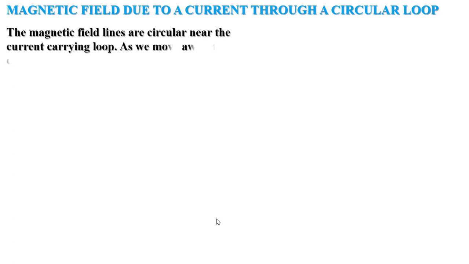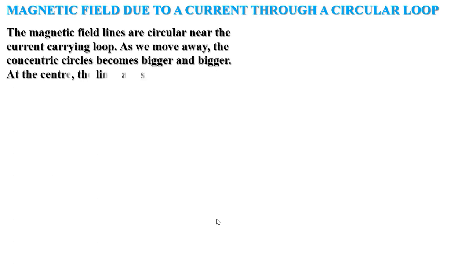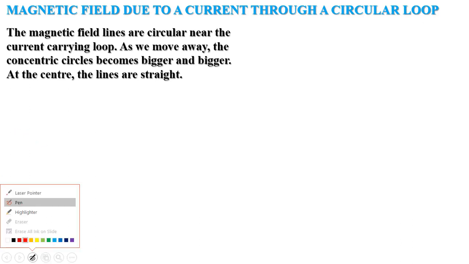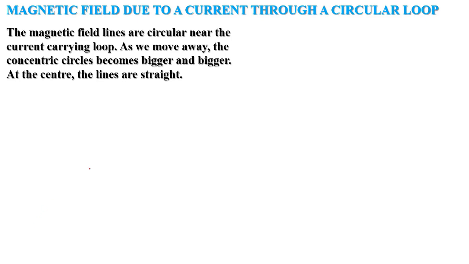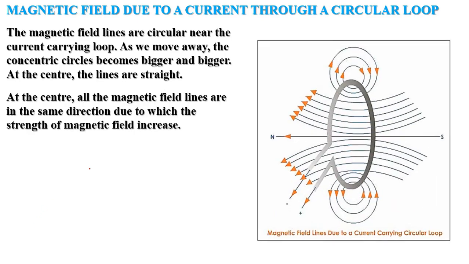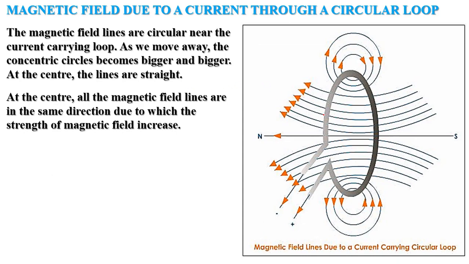So today we are going to discuss the magnetic field due to a current carrying circular loop. First of all, we will see what is the pattern of magnetic field lines due to a current carrying circular loop. As you can see in the figure, this is the current carrying coil, and the current is entering from this positive terminal and returning back from this negative terminal.